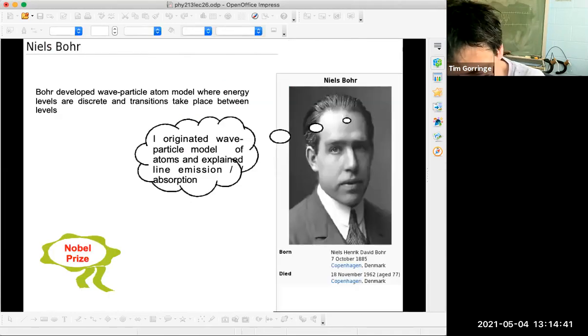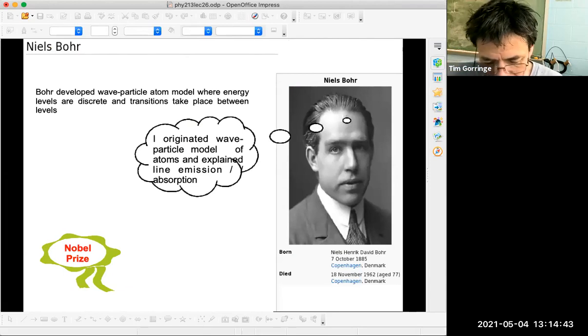Okay, well, I want to show you a picture of Bohr, I guess. He won the Nobel Prize for this work. So it's very famous work to come up with this explanation of the line spectra of atoms, to come up with this new, unique model of atoms.